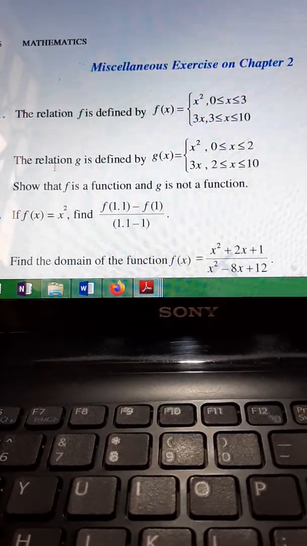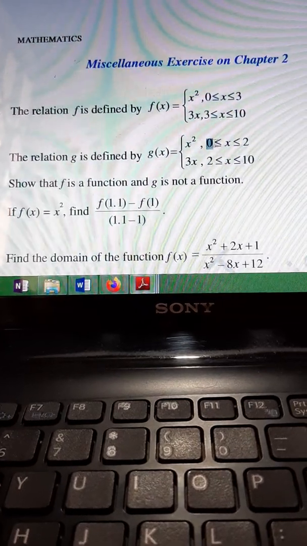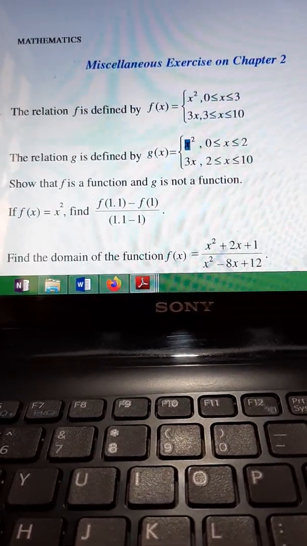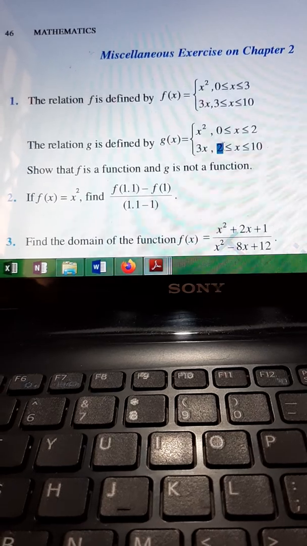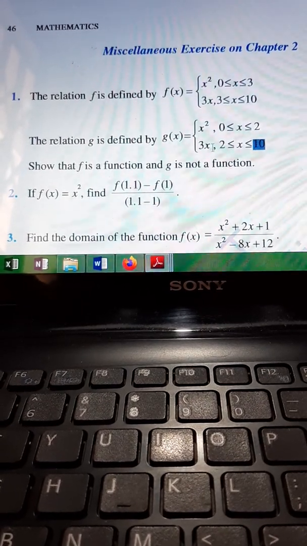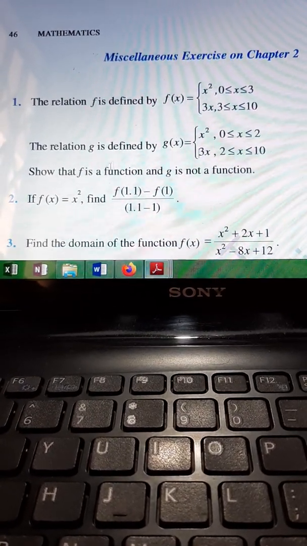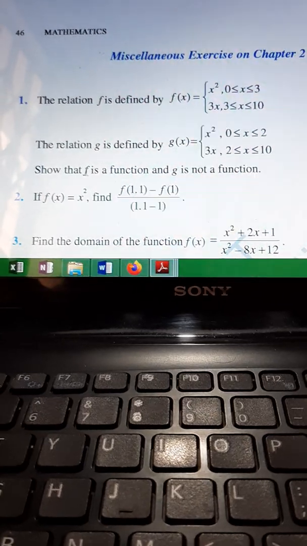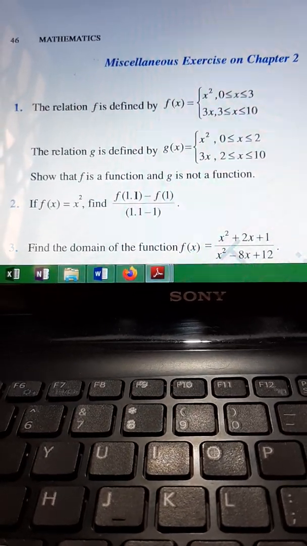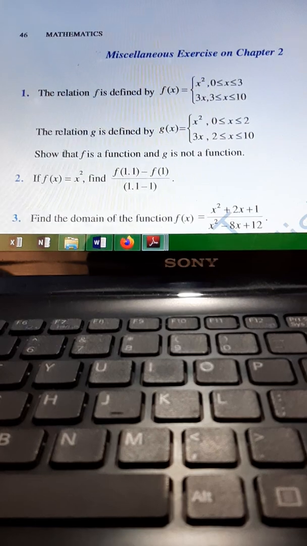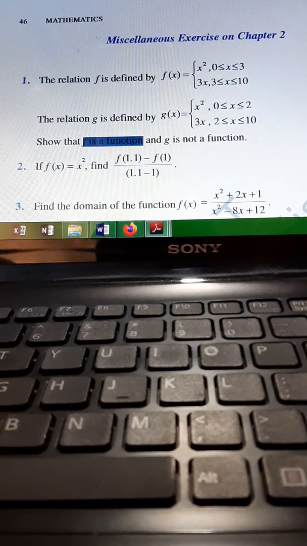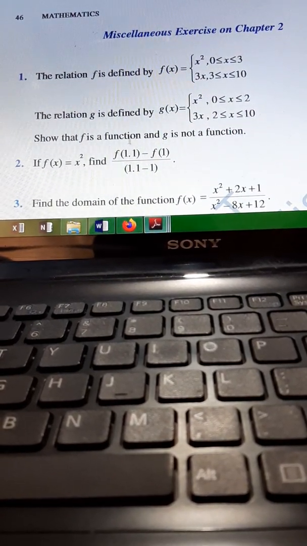The other relation g is in this way. If it is from 0 to 2, then use x square. And if it is from 2 to 10, use 3x. Now the question is, you show that f is a function, but g is not a function.